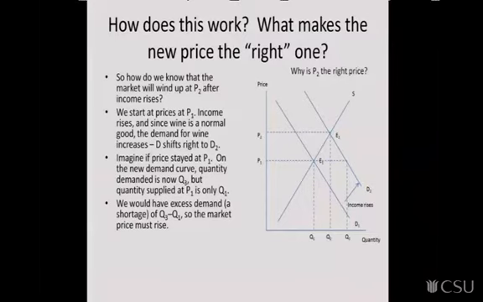How does this work? Why is P2 the right price in this scenario? Remember, what we're saying is we're thinking about the market for wines. We're thinking about what's going to happen over the next 10 years in the market for wines as Australians get wealthier. And we predicted that we're going to start at equilibrium 1 with price 1 and quantity 1. And then as income rises, our demand curve for wines shifts out to the right. People can afford to buy more wines, and they'll buy more wines.